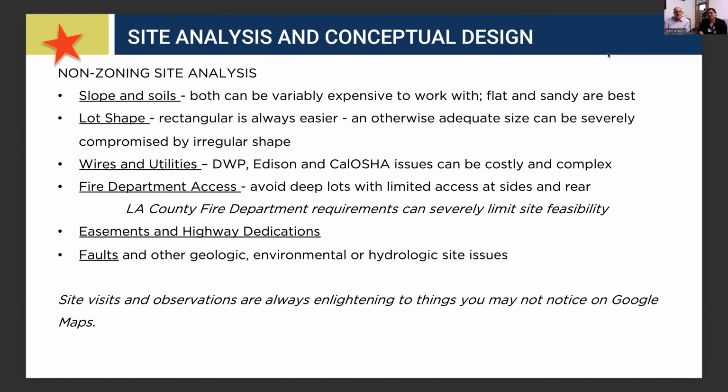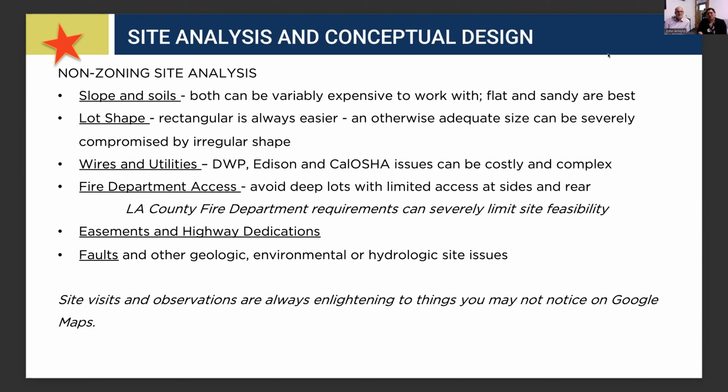Also lot shape. Ideally, the cheapest and most economically effective is rectangular, which is always easier, or square. But that's not always the case. There are always going to be some sites that developers want to see if it's feasible, and maybe it's an L shape, or maybe it has some different angles in it. And so that's always something to consider.